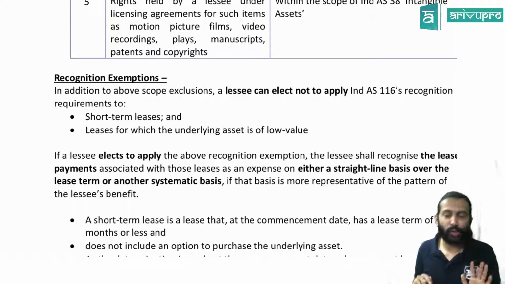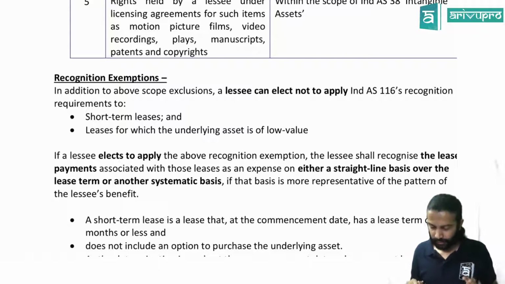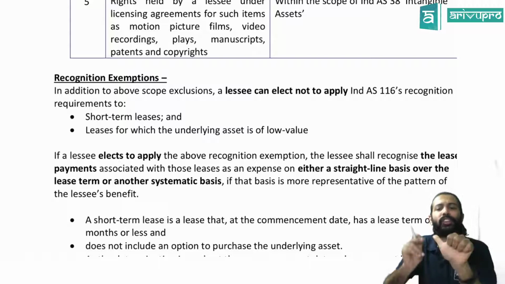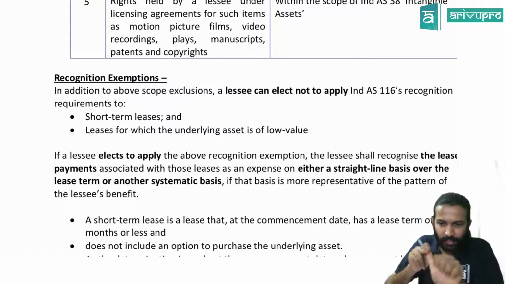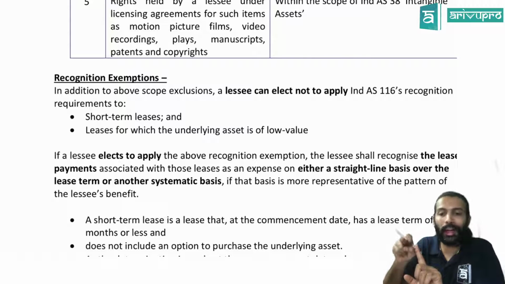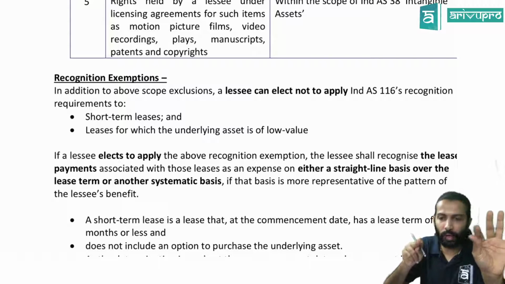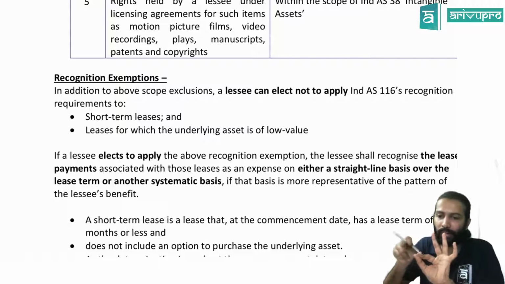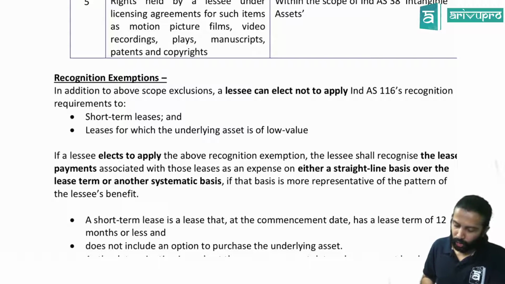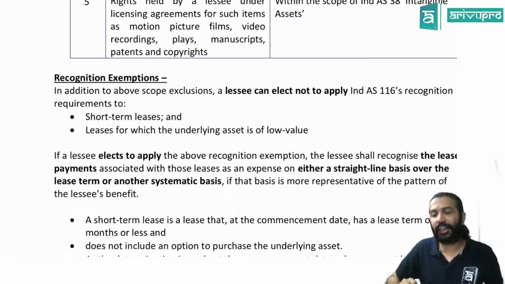Those two recognition exemptions are: if it is a short-term lease, and if it is a lease of low value items, you don't have to do all this ROU and LL drama.